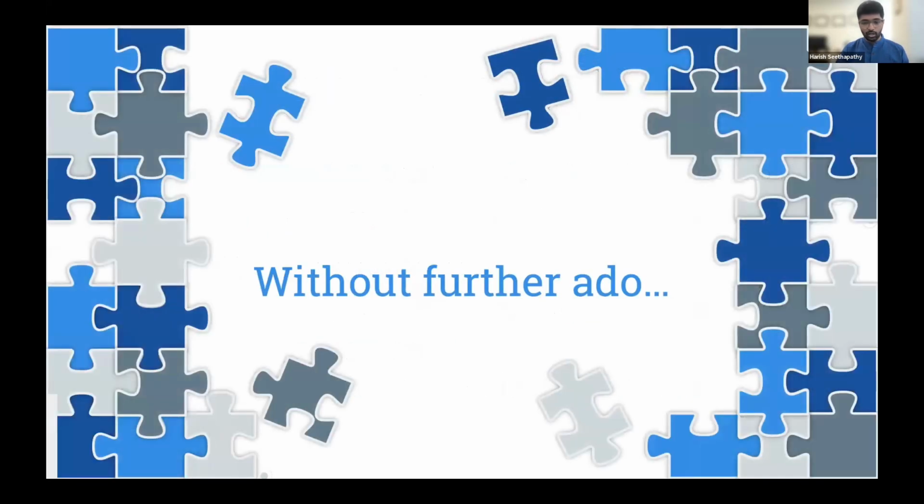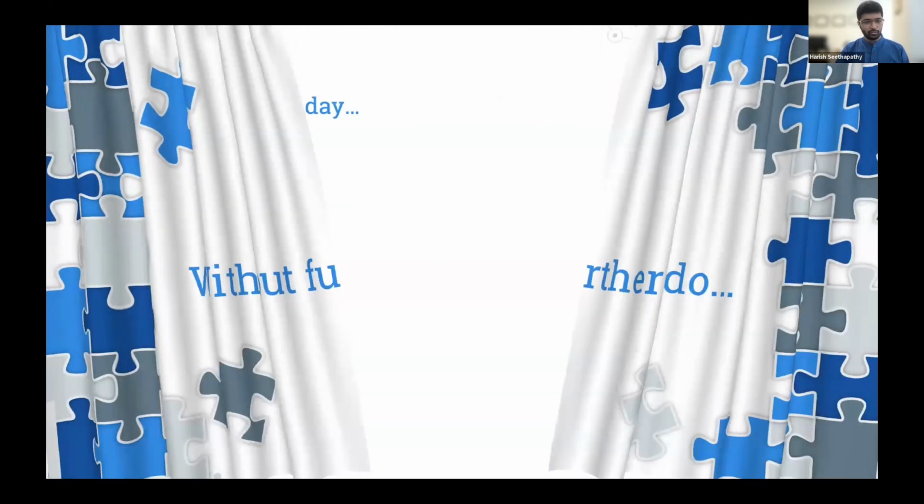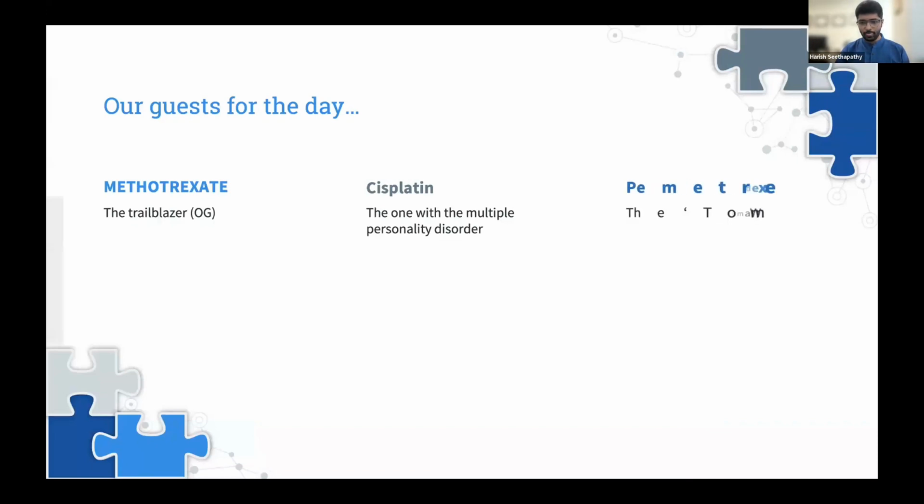So I'll introduce our heroes or villains for today, as you'd like to call them. We have 6 of them and I have names for each of them. So we'll go one by one. The first one would be methotrexate, the trailblazer or OG. The second is cisplatin. I call it the one with the multiple personality disorder. The third one is pemetrexed. I'm going to name it the Tom Wambsgans of cancer drugs for those who know Succession. If you don't know, I'll give you a brief explanation when we get to pemetrexed.